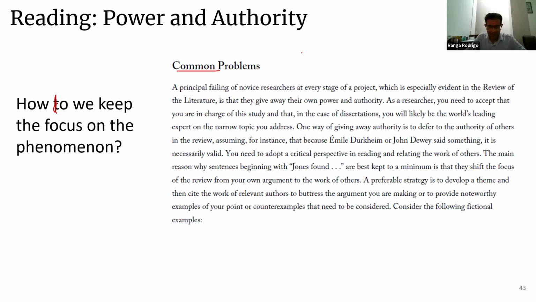One way of giving away authority is to defer to the authority of others in the review, assuming, for instance, that because Emily and John did something, said something, it is necessarily valid. You need to adopt a critical perspective in reading and relating the work of others. The main reason why sentences beginning with "John found" are best kept to a minimum is that they shift the focus of the review from your own argument to the work of others.